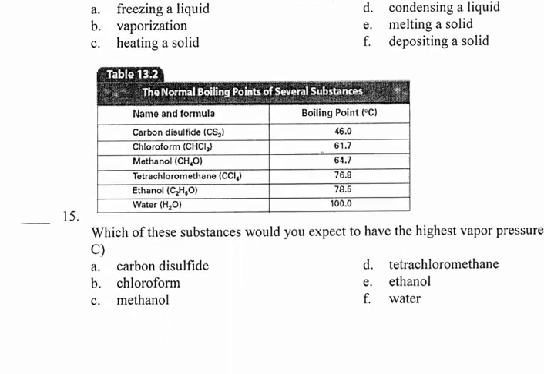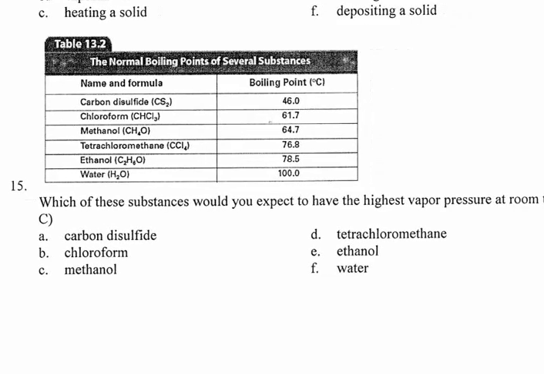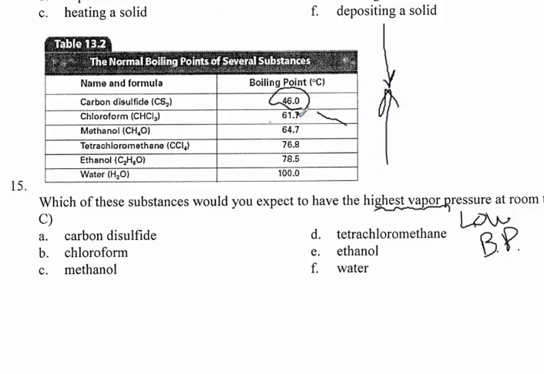Okay, so the normal boiling point of several substances. We've seen this graph before already today. Which of these substances would you expect to have the highest vapor pressure at room temperature? Highest vapor pressure means the lowest boiling point, because a substance like this at any point has a lot of vapor pressure pushing against atmospheric pressure. So this one has the highest vapor pressure, carbon disulfide. The answer is A.